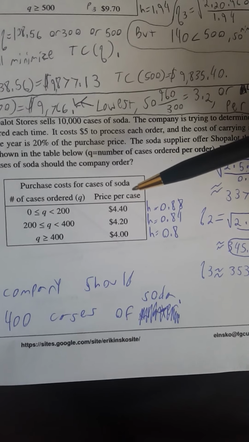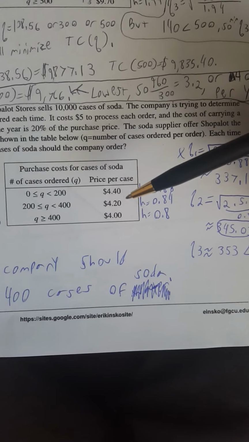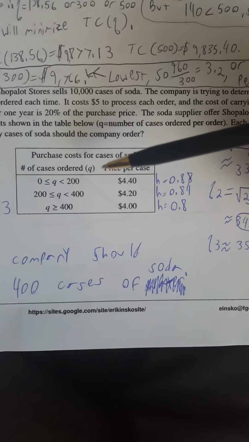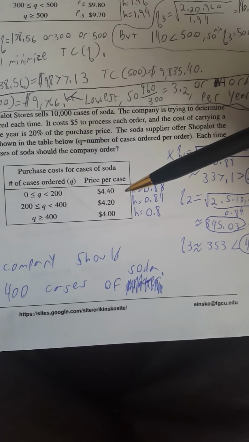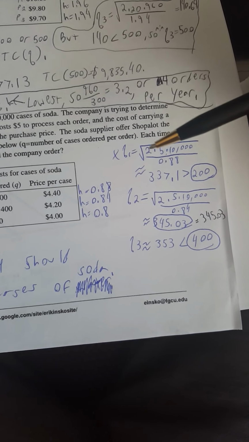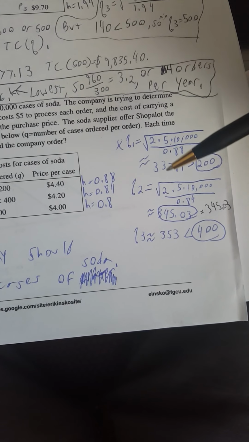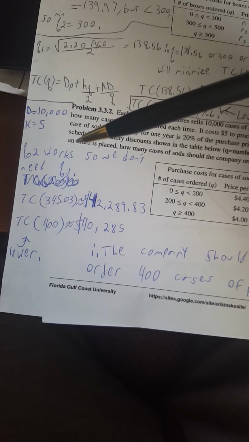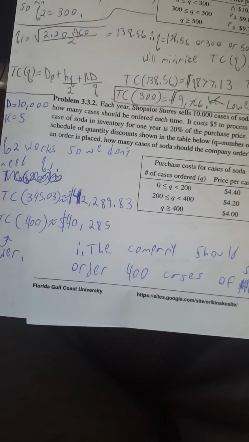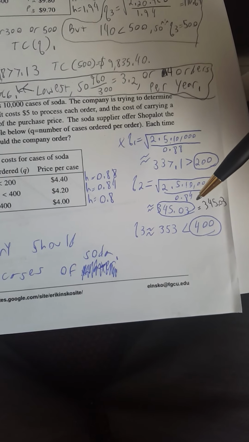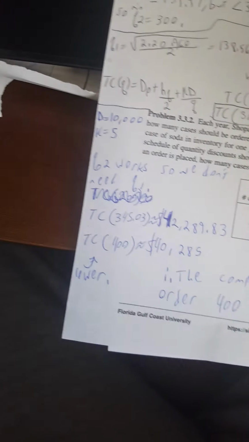Because the price per case is lower as you increase the quantity, you want to actually buy more at a time because the price goes down. And here, it didn't really fit the formula, but for this one it did. Since this is in a higher bracket than this is, that's why Q2 works, so we don't need Q1, because it just won't be as cheap. So we're comparing 345.03 and 400 in the total cost function.